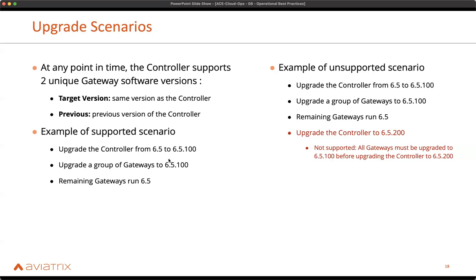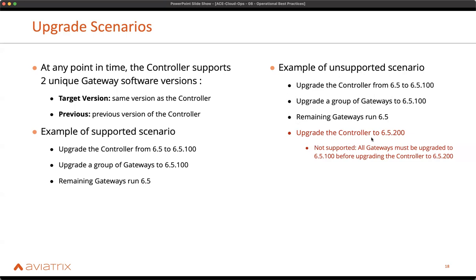Why is this supported? Because the controller now is 6.5.100. It has gateways that are running the target version, which is the same version as the controller, and it has gateways that are running the previous version, which was 6.5. Okay, this is why this is a supported scenario. Now we're going to see an unsupported scenario. So these were exactly the three statements we had, and everything was good.